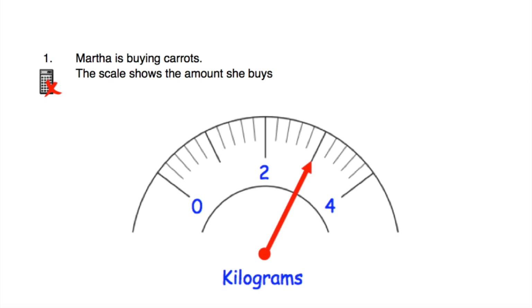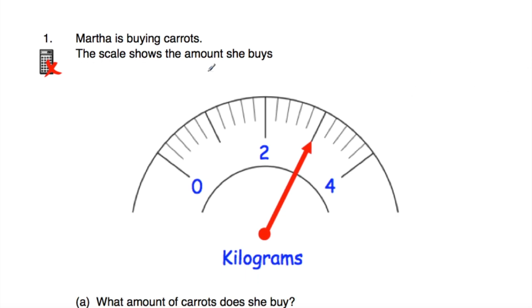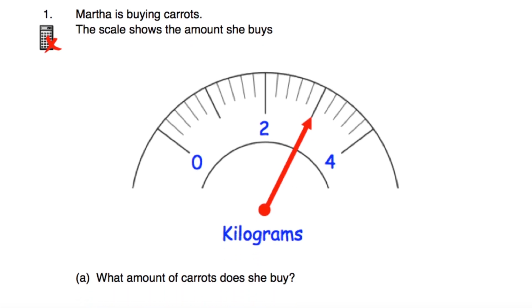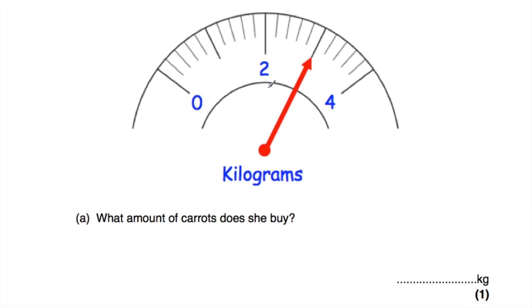Okay, question number one says Martha is buying carrots, and the scale shows the amount she buys. We've got this scale, and it's in kilograms, and it goes 0, 2, and 4, and the arrow is pointing here. Part A says, what amount of carrots does she buy? So we need to know what this number is here. Each of these bigger lines is 1. It's going 0, 1, 2, then that would be 3 there, and then 4. So that's 3 kilograms. The answer would be 3 kilograms.